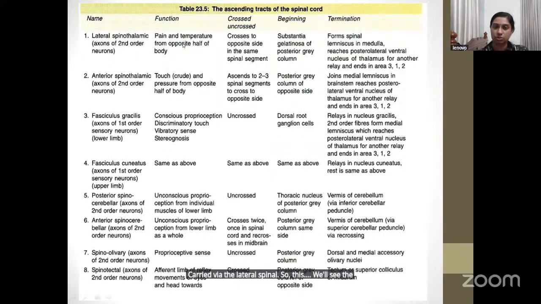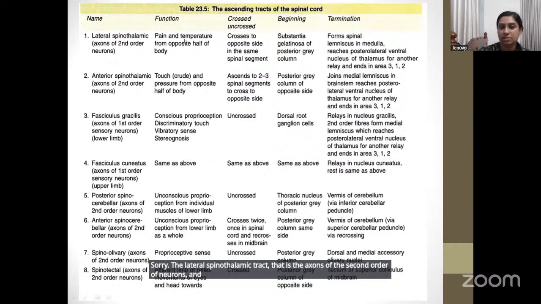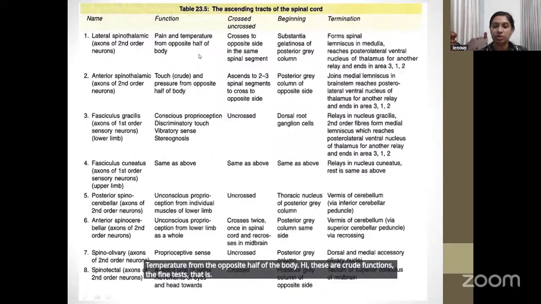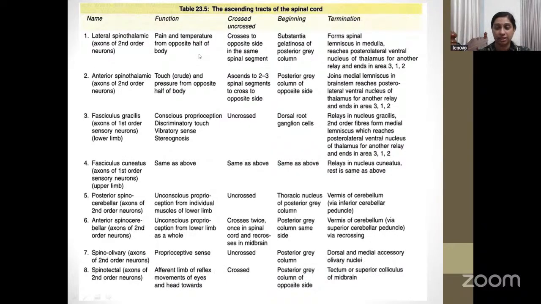The posterior column pathways, or the dorsal pathways... Sorry, the lateral spinothalamic tract consists of axons of the second order neurons, and its function is pain and temperature from the opposite half of the body. These are crude functions. Fine touch and pinpoint sensation are carried by the dorsal column pathways, that is via the fasciculus gracilis and cuneatus. Crude touch, etc., is carried by the anterior and lateral tracts.